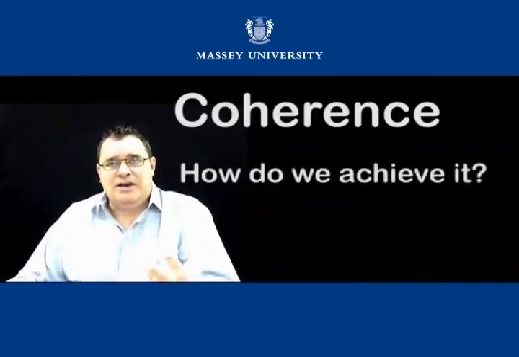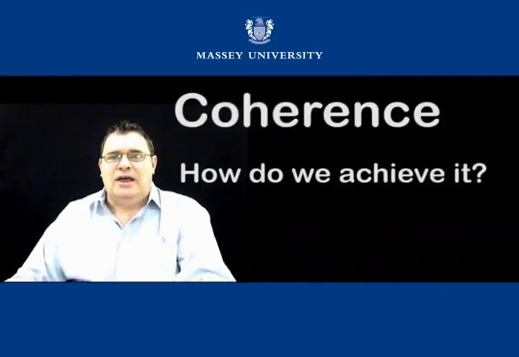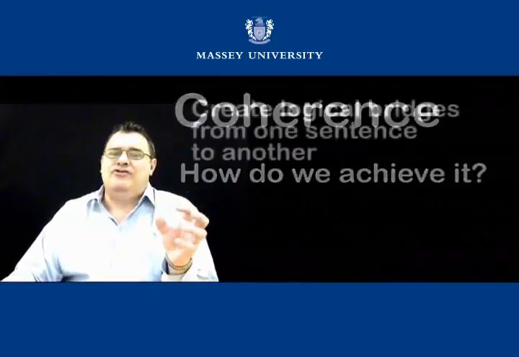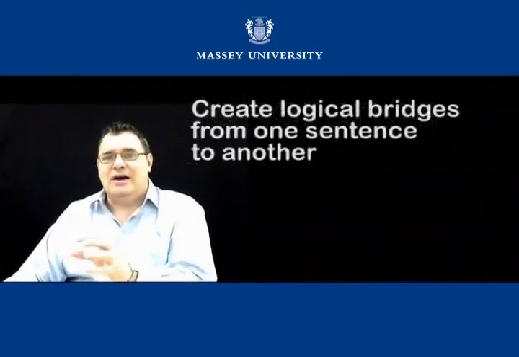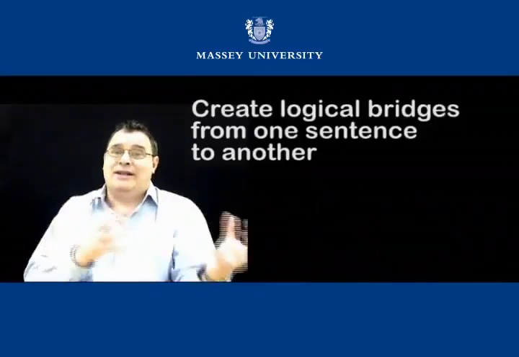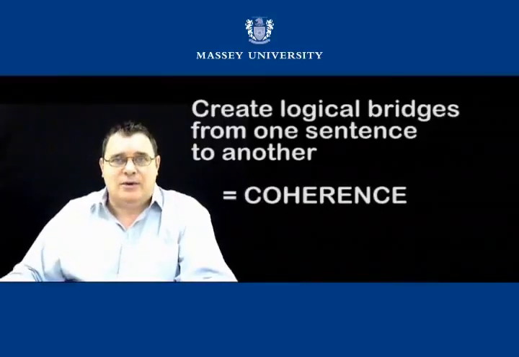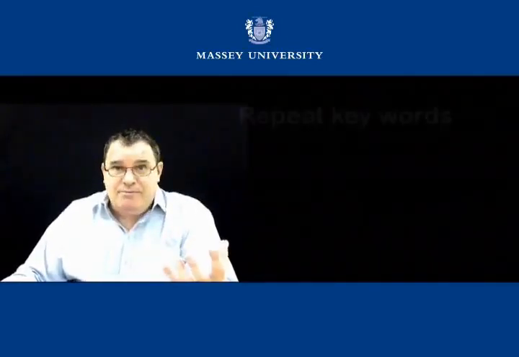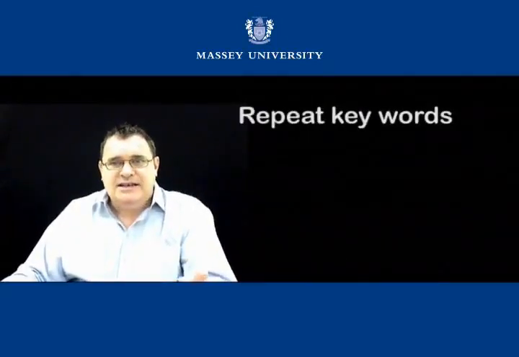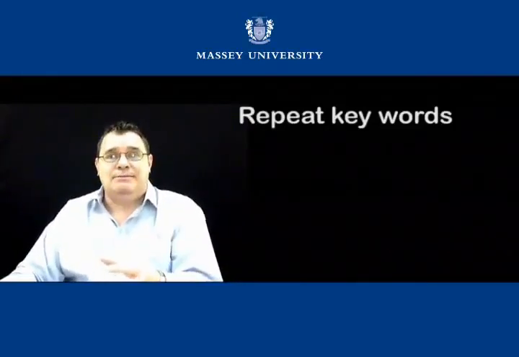So, now that we know what coherence is, how do we go about achieving it? Well, if we create logical bridges from one sentence to another, which allows the same idea of the topic to be carried from one sentence to the other within the paragraph, then we should create coherence. Now, we can build these bridges in a number of ways. Firstly, we can just simply repeat key words. Let's go back to our paragraph on hurricanes and see if we can find key words being repeated.